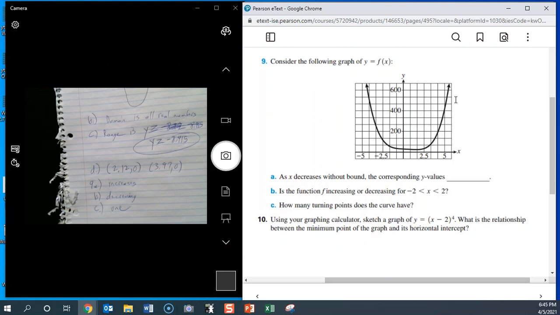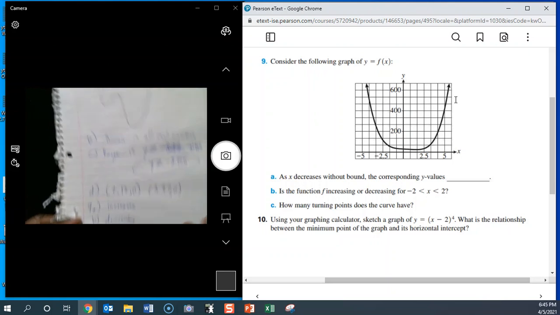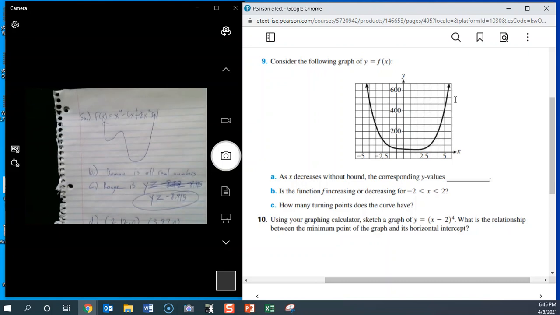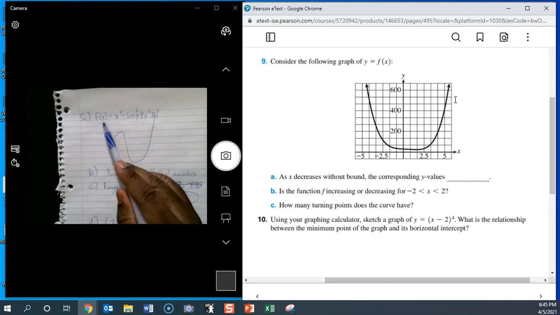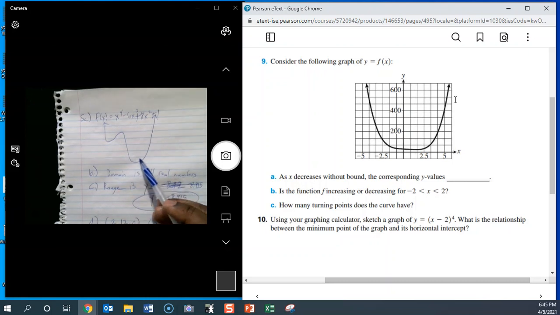Now, if you want to see something that had more than one turning point, if we go back here to this little representation I had, this would be one turning point. This would be the second turning point. This would be the third turning point. So it actually had 3 turning points. So that's basically it here.